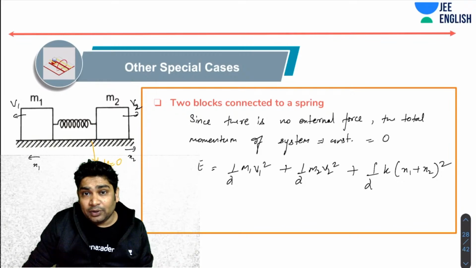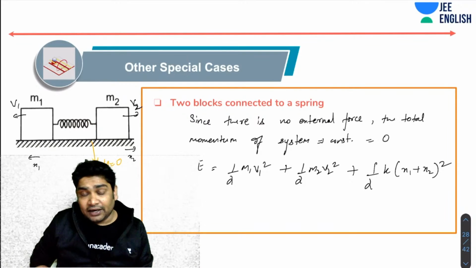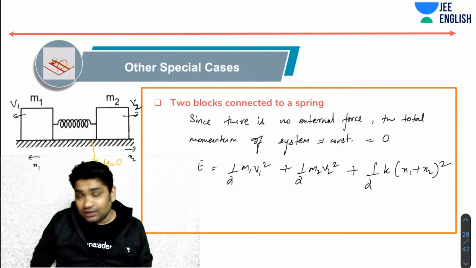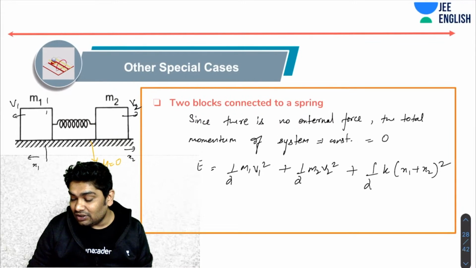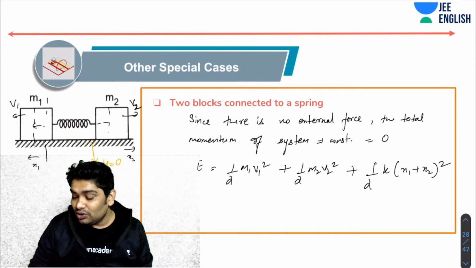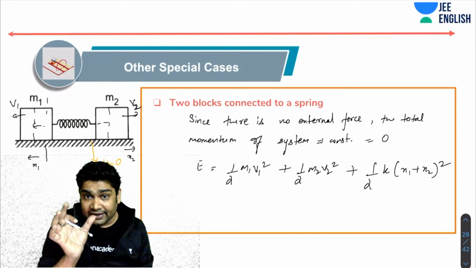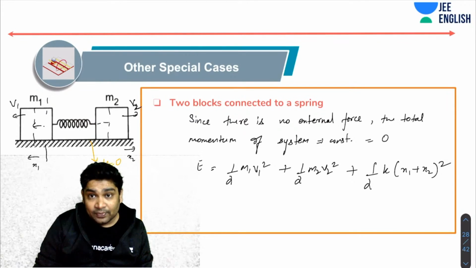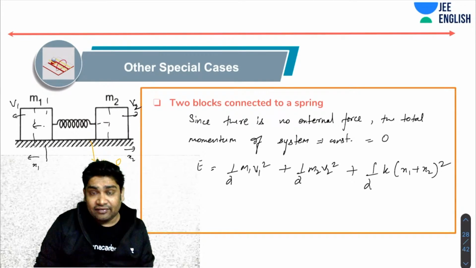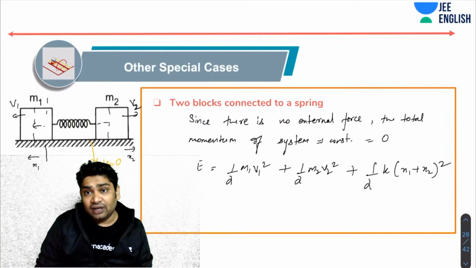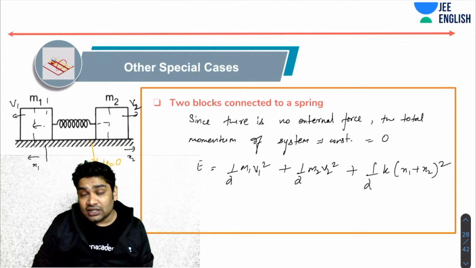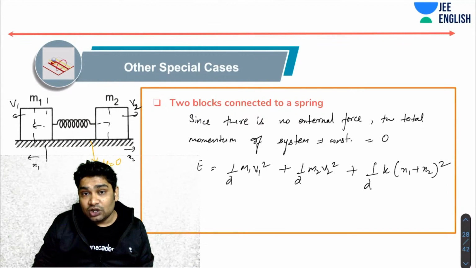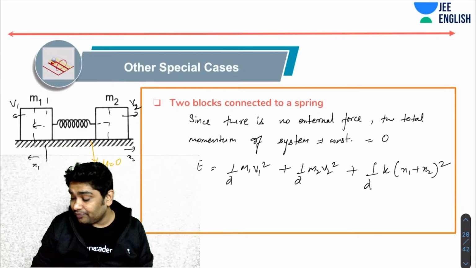I hope you guys understand what I'm trying to do here. So imagine that from some relaxed position, this block has shifted by x1 and this one has shifted by x2. So the spring would have gotten stretched by x1 plus x2. At these distances, m1 is moving with v1 and m2 is moving with v2. Since there is no dissipative force, the total energy should be conserved.